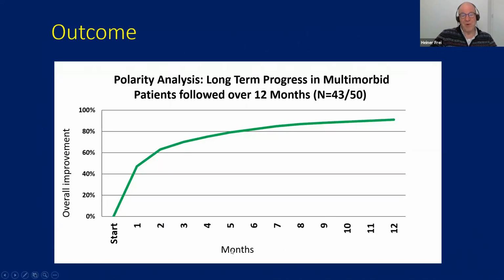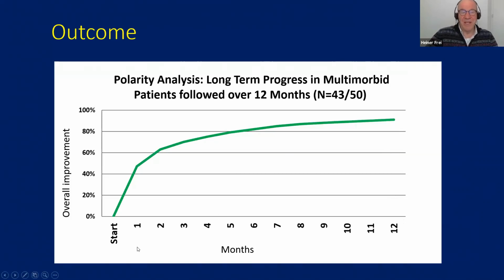Here you see the improvement curve of these patients. We had 43 of the 50 patients who completed the study reach an improvement of at least 80%. Actually, the final average improvement was 91% after 12 months.